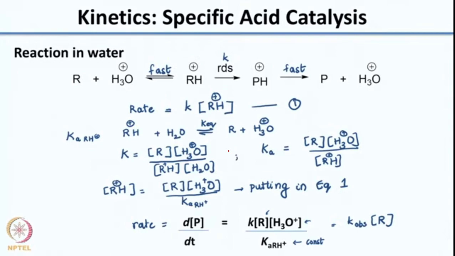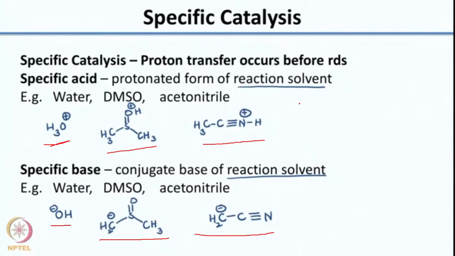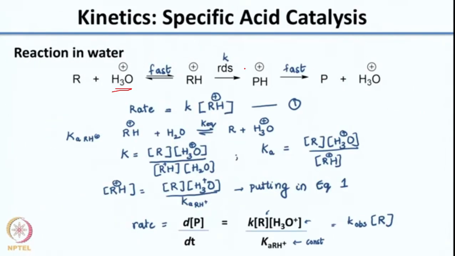Now we will learn about the kinetics of specific acid catalysis. So the reaction in water is taking place. So this is a specific acid, right? So the proton transfer is fast, before the rate determining step. We have already discussed here. Yeah, here, right? Before the rate determining step. So that's why proton transfer will take place, and then the rate determining step will be done.